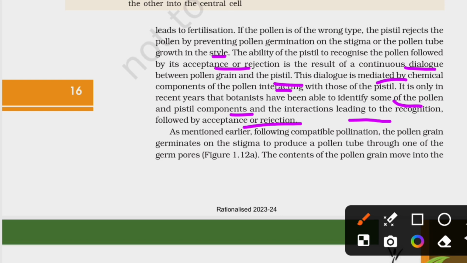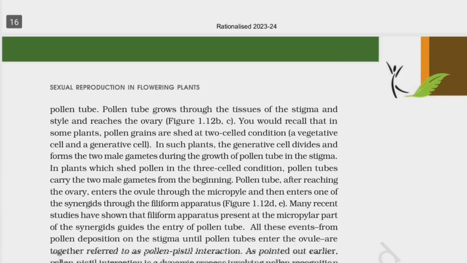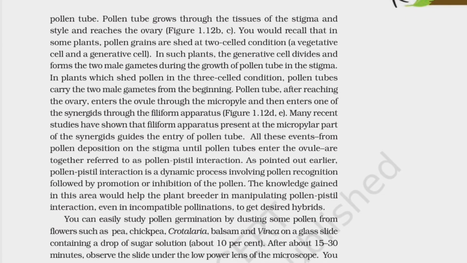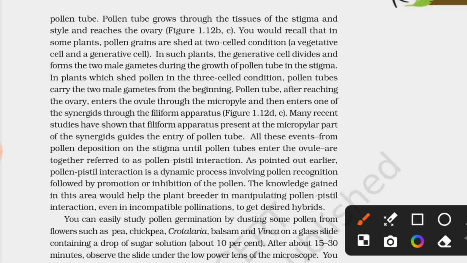As mentioned earlier, following compatible pollination, the pollen grain germinates on the stigma to produce a pollen tube through one of the germ pores. The contents of the pollen grain move into the pollen tube. The pollen tube grows through the tissues of the stigma and style and reaches the ovary. You would recall that in some plants, pollen grains are shed at the two-celled condition, a vegetative and a generative cell. In such plants, the generative cell divides and forms the two male gametes during the growth of the pollen tube in the stigma. In plants which shed pollen in the three-celled condition, the pollen tube carries the two male gametes from the beginning.